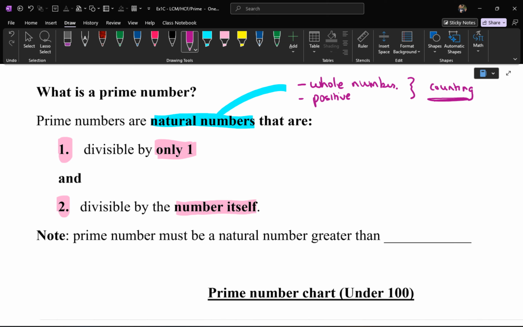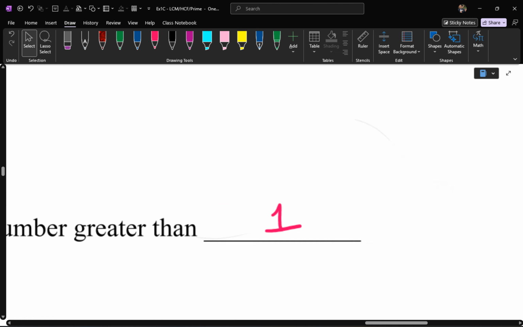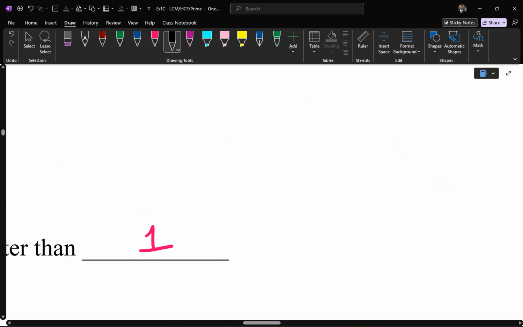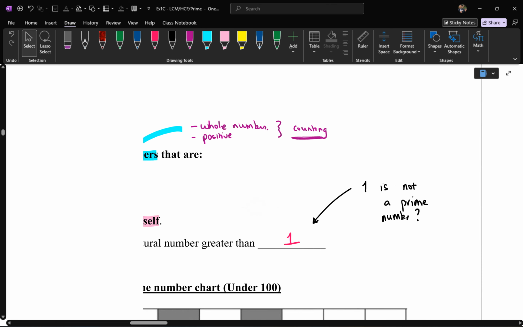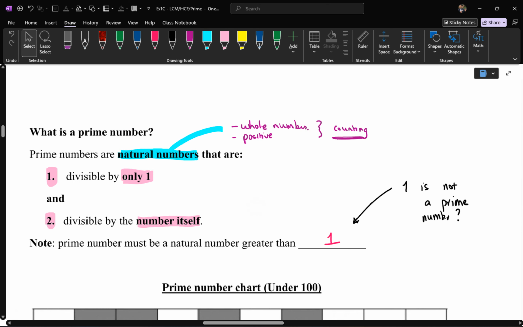Okay. So what are prime numbers? It has to be divisible by 1 and the number by itself. Now, prime numbers must be a natural number greater than 1. Now, this is a big misconception that a lot of people, even adults, still don't know. Prime 1 is not a prime number. Why? Why isn't it a prime based on the definition so far?